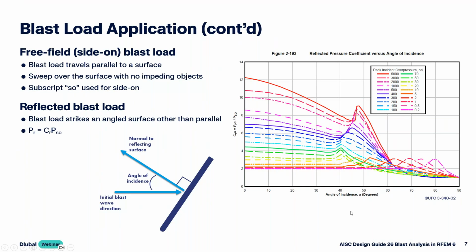Now, we may be wondering, well, what is the angle of incidence along the x-axis? We'll refer to this small diagram over here on the left-hand side, where we have our initial blast wave direction. And this travels to our target element. So this might be a wall element, for example. And we're going to see this load reflecting normal to the face of the surface, hence why we see this 90 degrees here. The angle of incidence then is measured as this initial blast wave in comparison to this reflecting load. And this is ultimately what we use with figure 2-193.